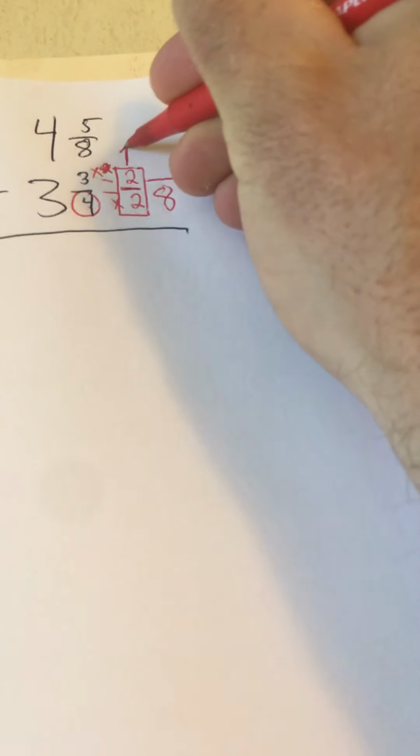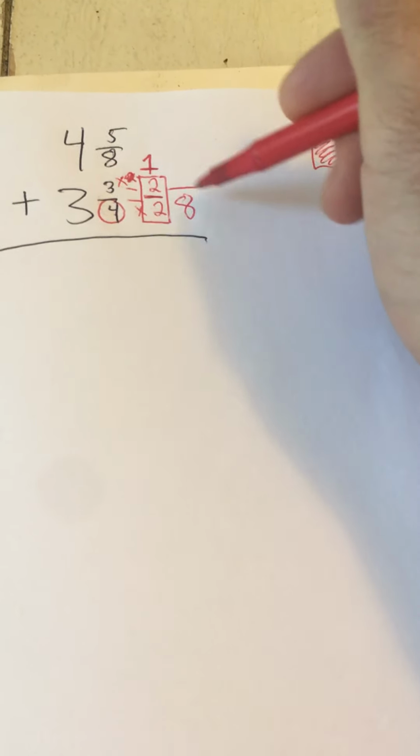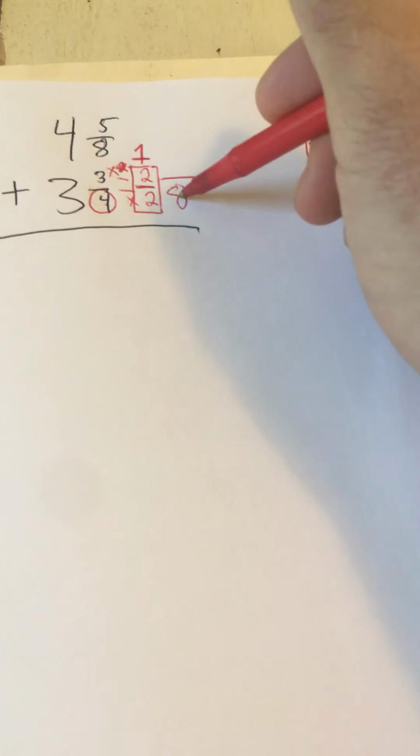And since 2 halves is the same thing as 1, right? If you had, this is a model of 1 whole. If you had, there's 1 half. If you had 2 halves, you have the whole thing. So we just multiplied by 1. So we're not really changing 3/4. We're just turning it into an equivalent fraction that has the same denominator as 5/8.